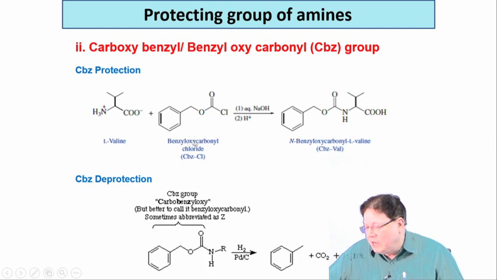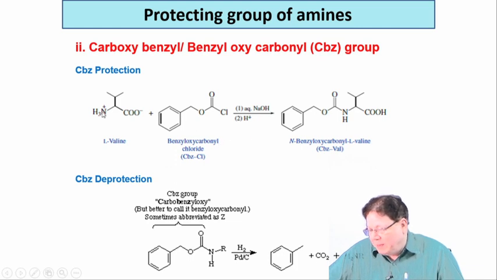This is sometimes called benzyl oxycarbonyl chloride, or it is also known as benzyl chloroformate, because it is an ester of chloroformic acid. In presence of alkali, because HCl will be liberated, you need one equivalent of alkali. Because you have a carboxylic acid, in presence of alkali that will be CO2 minus. So, to get the free acid, you have to add acid and then get the free acid. So, this is the protection.